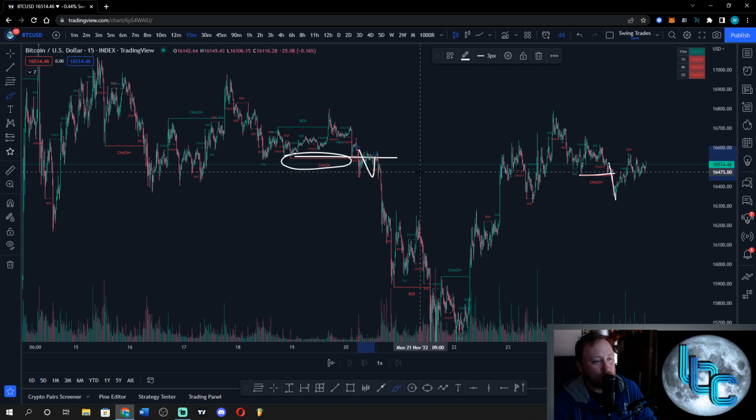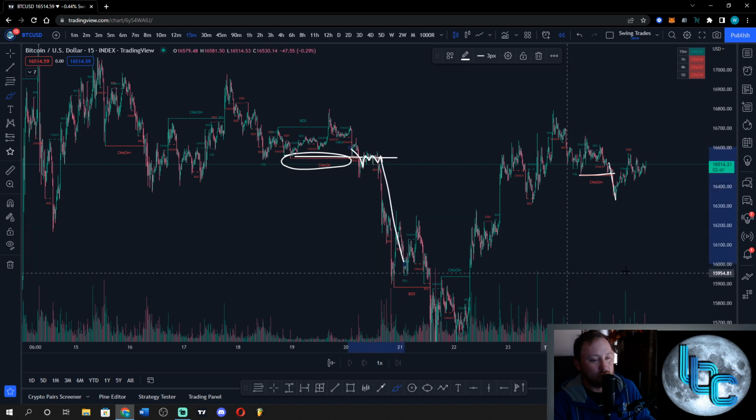We came back up into it. We broke it. We came back up into it, consolidated on it, and then fell through. What did we just do over here? And this wasn't even a strong change of character. This is a strong change of character. So we broke it, we came up, and then we consolidate.